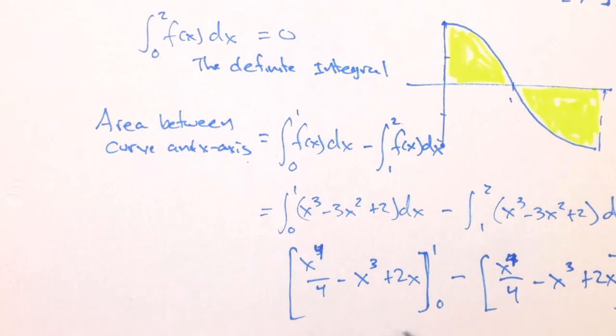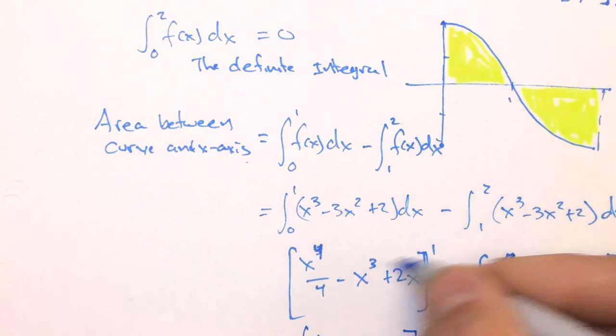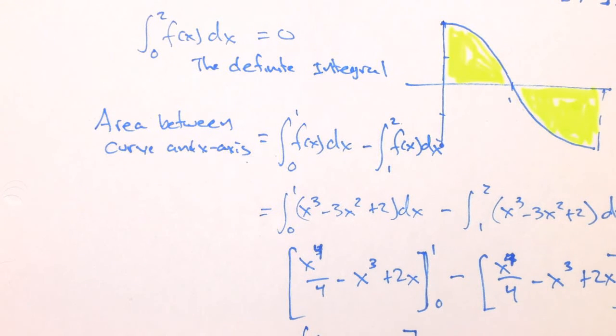So plug in 1 here and we get 1/4 minus 1 plus 2. And then subtract the 0 minus the 0 for that part.